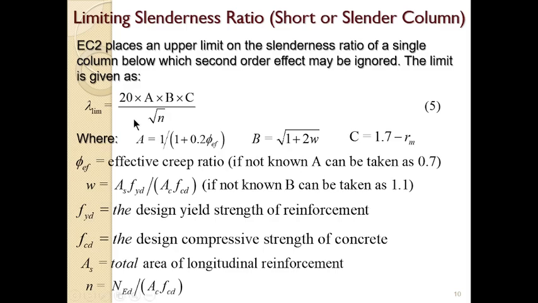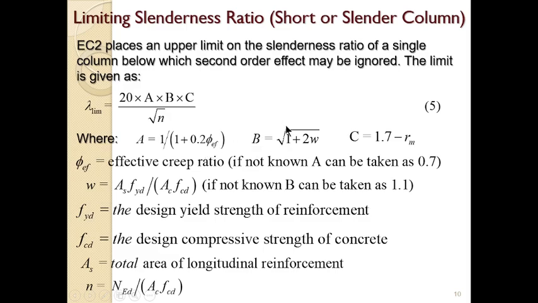Limiting slenderness is a limit of slenderness which determines if a column, or a compression member, is considered slender or short. And Eurocode gives this formula. Lambda lim is equal to 20 times A times B times C all over square root of n, where A is given by this equation. A is 1 all over 1 plus 0.2 phi EF. Phi EF is the effective creep ratio.